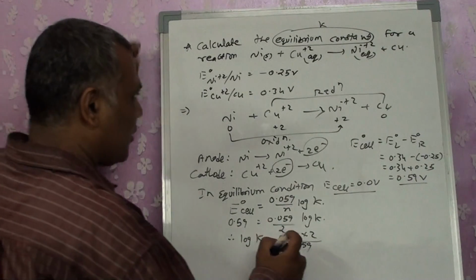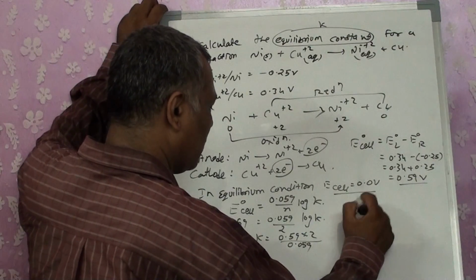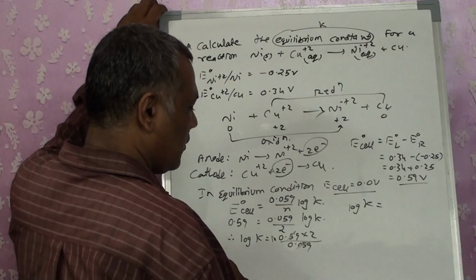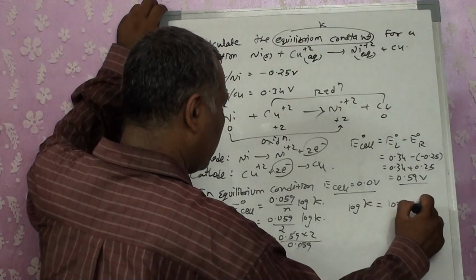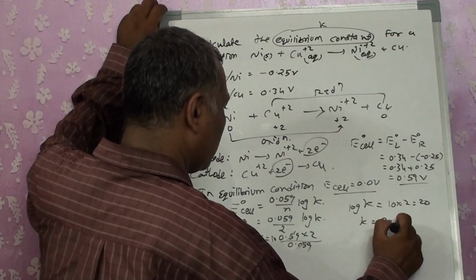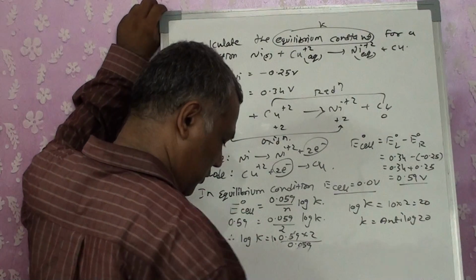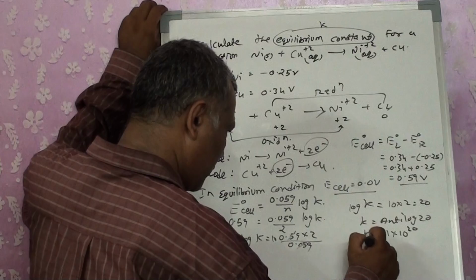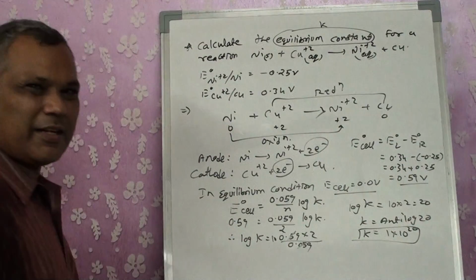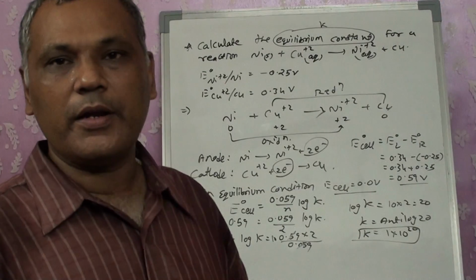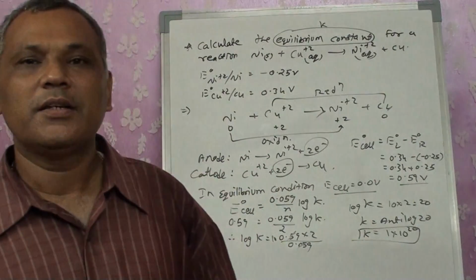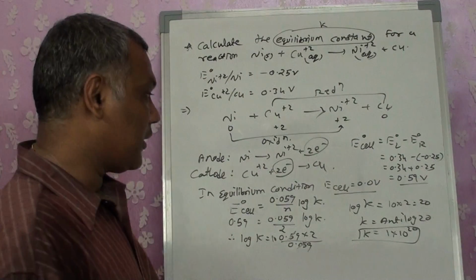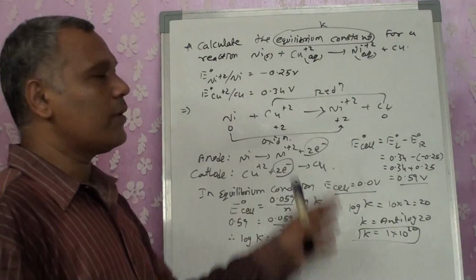Now see, the calculation is much easier. We get log K equals 10 into 2, that is 20. So K is the antilog of 20, that means 1 into 10 raised to 20. This was an easy calculation; without a calculator we can do it. In the routine case, wherever a calculator is required, you will make the calculation using that calculator. So this is much easier.